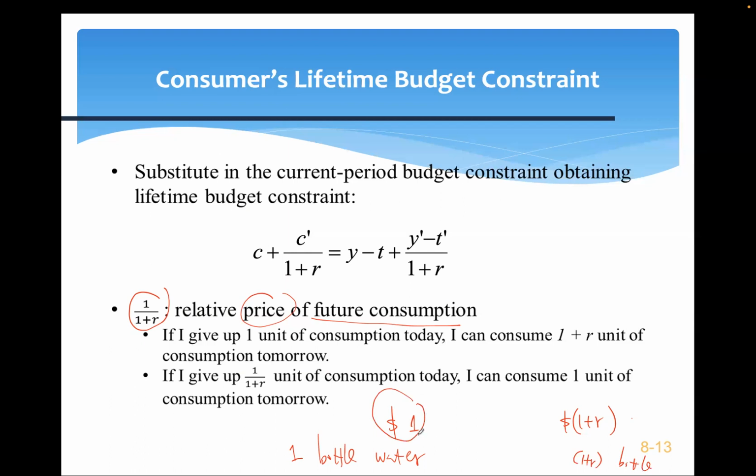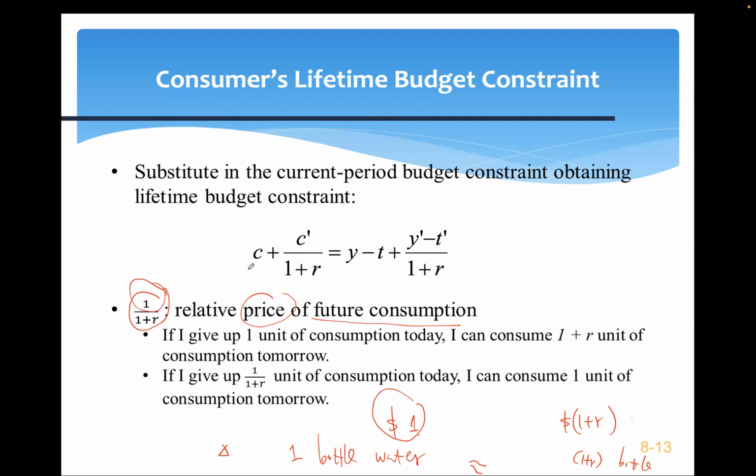You either buy today or tomorrow. That just means these two must give you the same value, or cost you the same amount of money in today's terms. But that immediately implies tomorrow's bottled water is cheaper, because one bottle of water today is equal to 1 plus R bottles of water tomorrow. That immediately means the price of the future bottled water is going to be 1 over 1 plus R. So that's how we end up with this. This is a relative price.